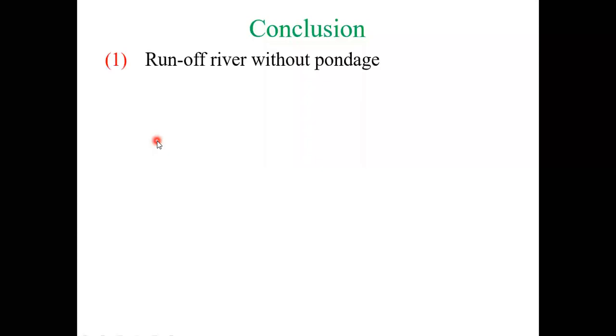This is very important. For example, let us consider the first one, runoff river without pondage. Now tell me, is this one used for base load or peak load? Runoff river without pondage. Without pondage means there is no storage. So once there is no storage, is it preferable to use it to meet your base load or peak load? Just drop me your answer in our chat box.